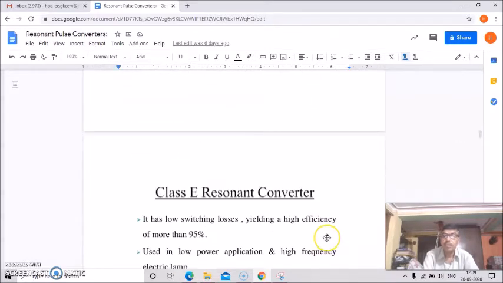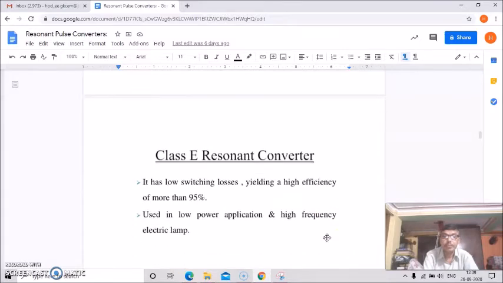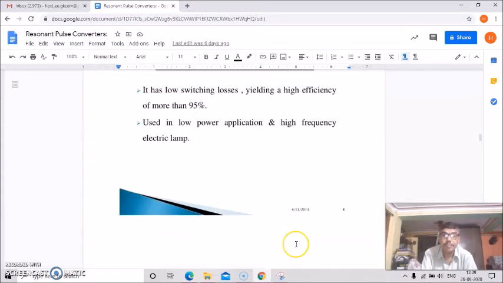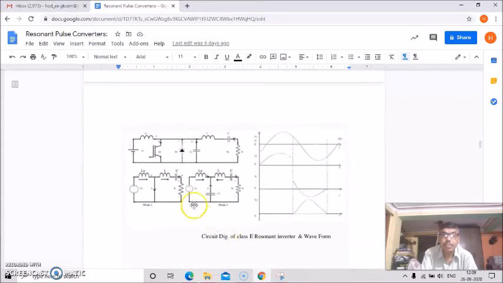Now the class E resonant converter. It has low switching losses, yielding a high efficiency of more than 95%, and is used in low power applications and high frequency electric lamps. Okay, and this is the circuit diagram of class E resonant inverters. So this is its mode 1 operations, and this is for mode 2 operations. If you go through the circuit diagram properly, you will get the modes of operation, and these are the waveforms.